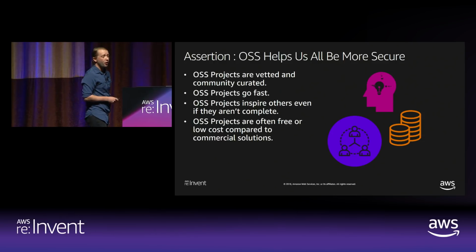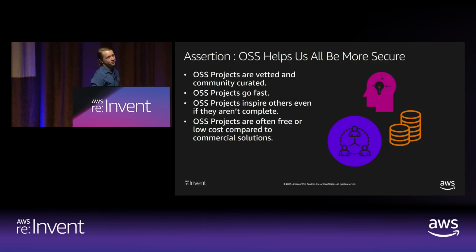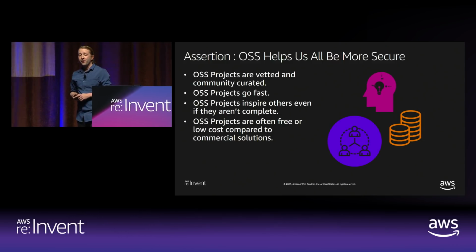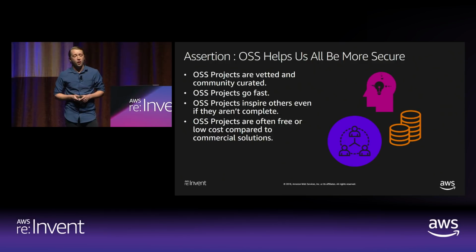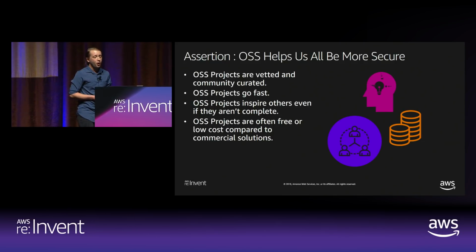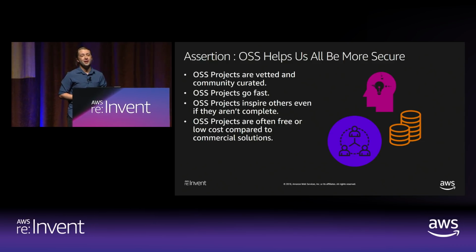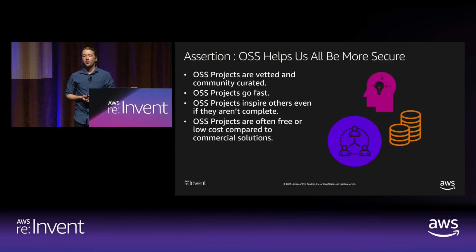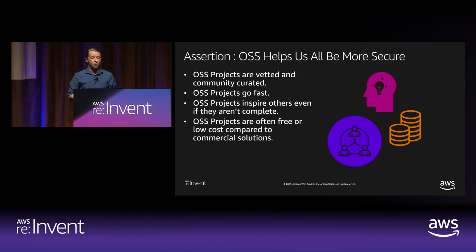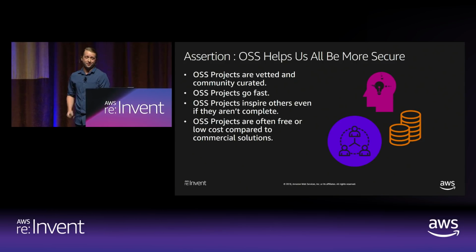So here's an assertion. Open source software helps us all be more secure. Open source projects are often vetted and community curated. More eyes often means better products. OSS projects go fast with your help filing issues and participating in community. Open source software developers are empowered to deliver the features that you need. Open source projects inspire others sometimes, even if they aren't complete. Code that you put out on the web might serve somebody else someday. And open source projects are often free or very low cost compared to commercial solutions.